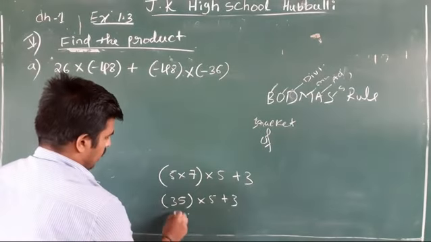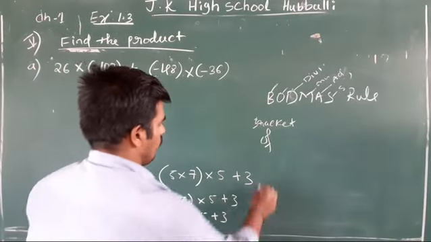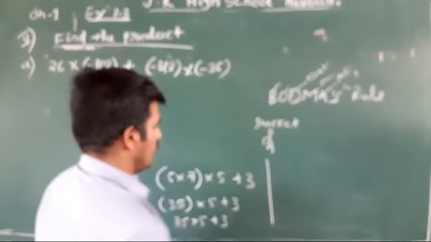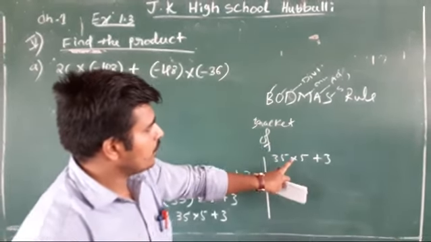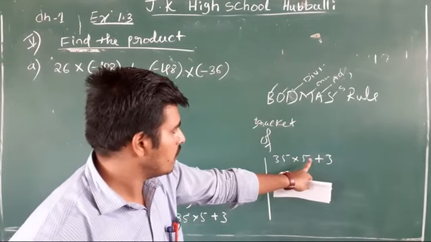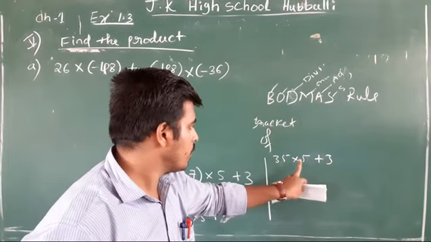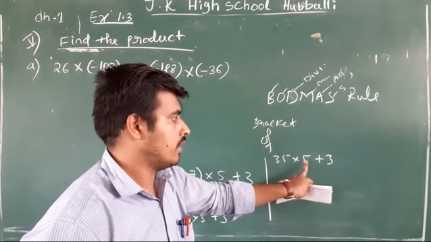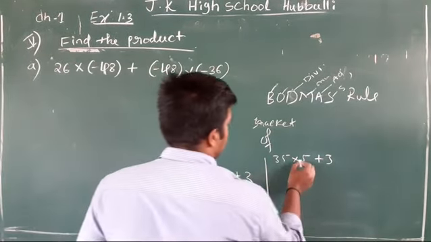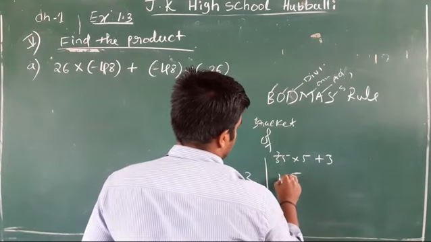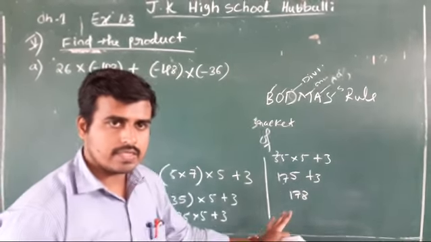Then open the bracket. 35 will come outside. Now 35 into 5 plus 3. According to BODMAS, two operations are there: into is also there, plus is also there. First comes multiplication, then addition. Therefore first preference is given to multiplication, and after multiplication you have to add 3 to it. This is the way. 35 into 5 is 175, plus 3. Answer is 178. This is the correct answer.